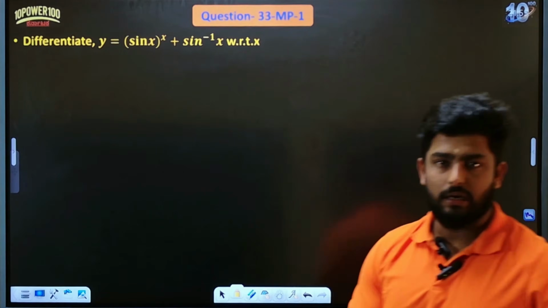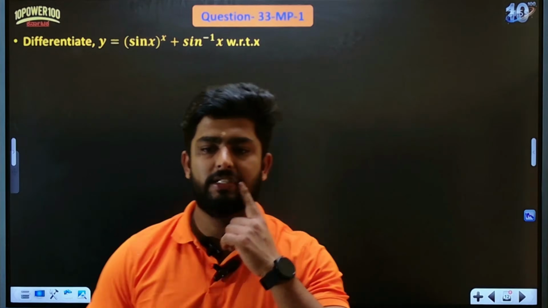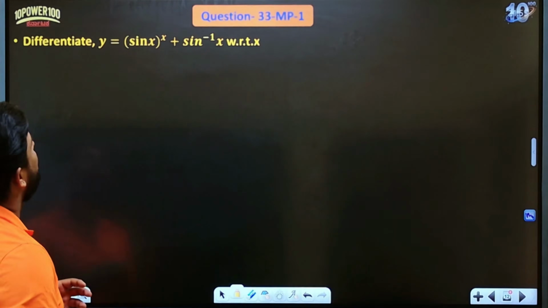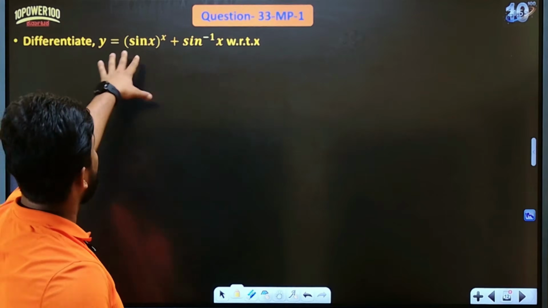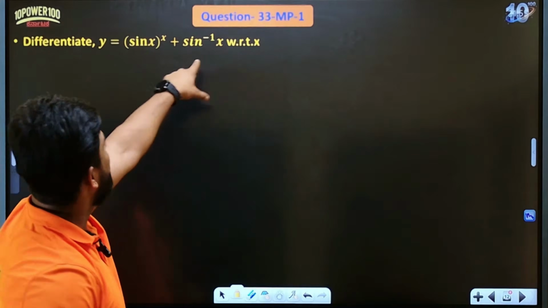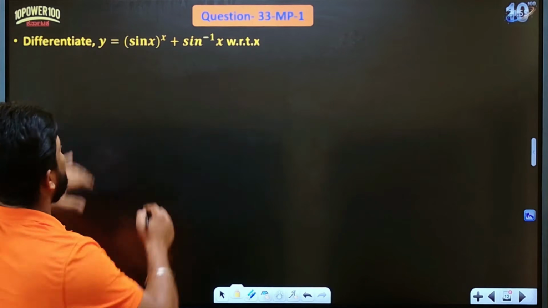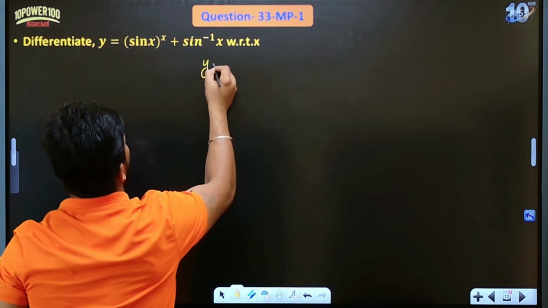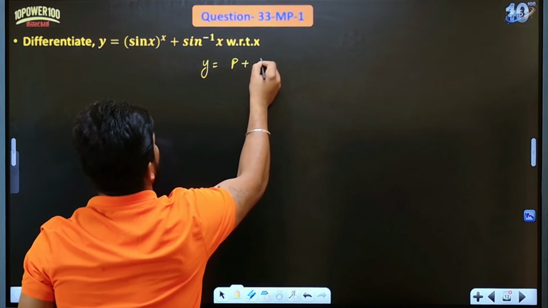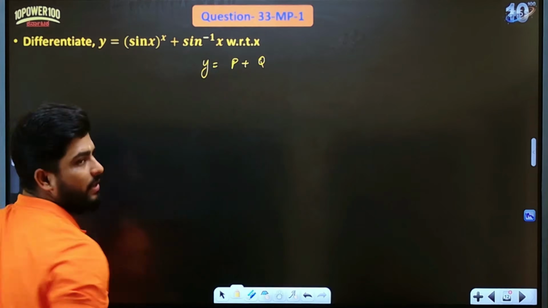Model paper 1, question 33. So y is equal to sin inverse of x plus (sin x) to the power x. It is a function to the power function question. So y is equal to p plus q, because there are two different variables.